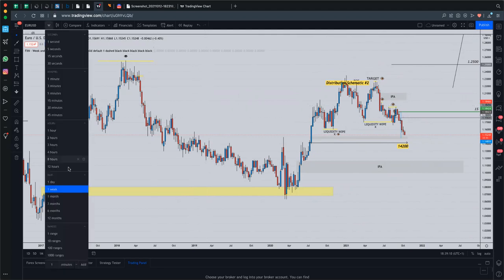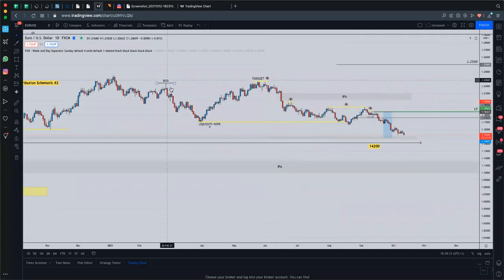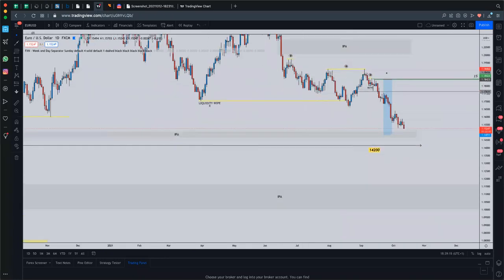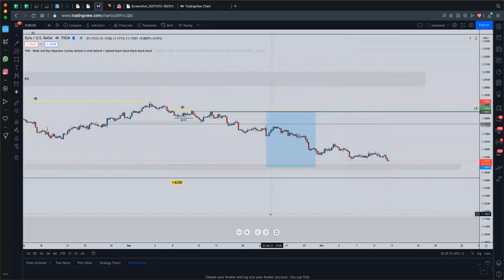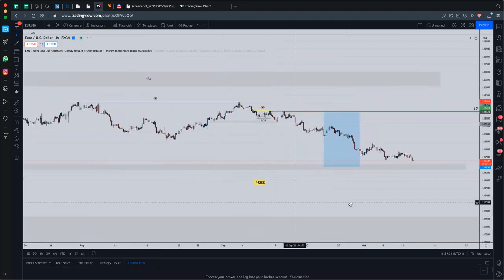So I showed you what it looks like on the weekly and the daily. Let's now switch into the 4-hour, so we can get better context of what's actually happening here.